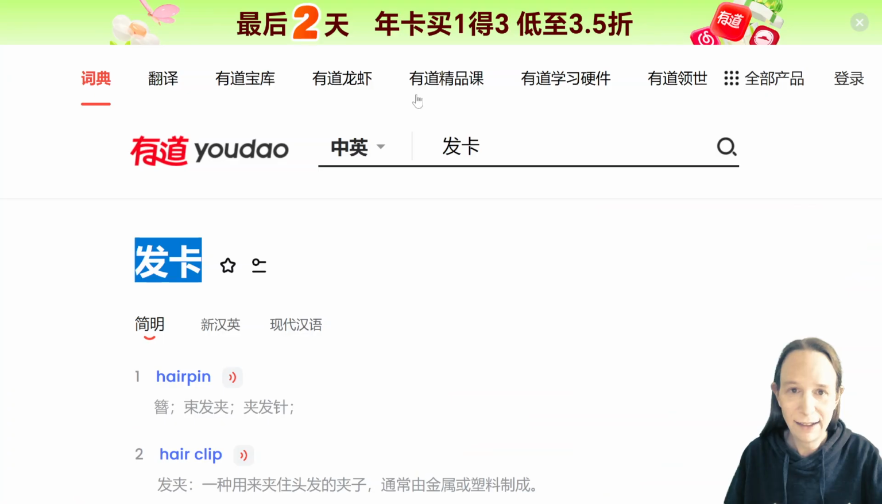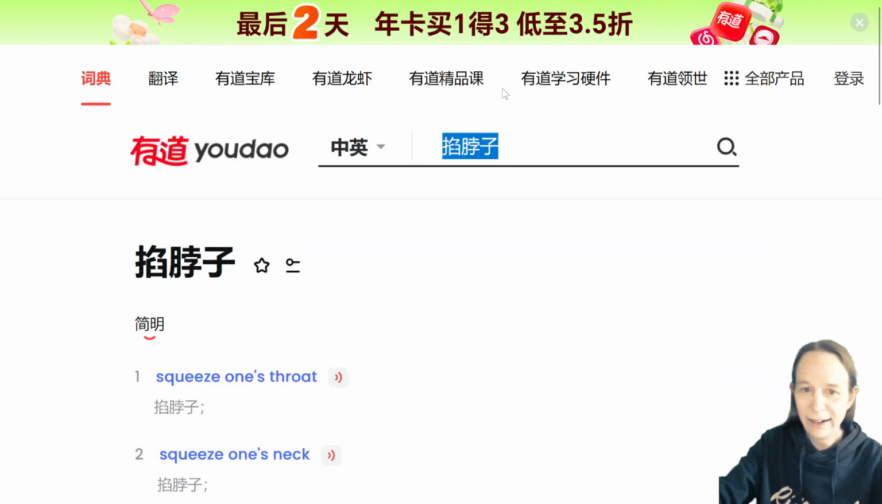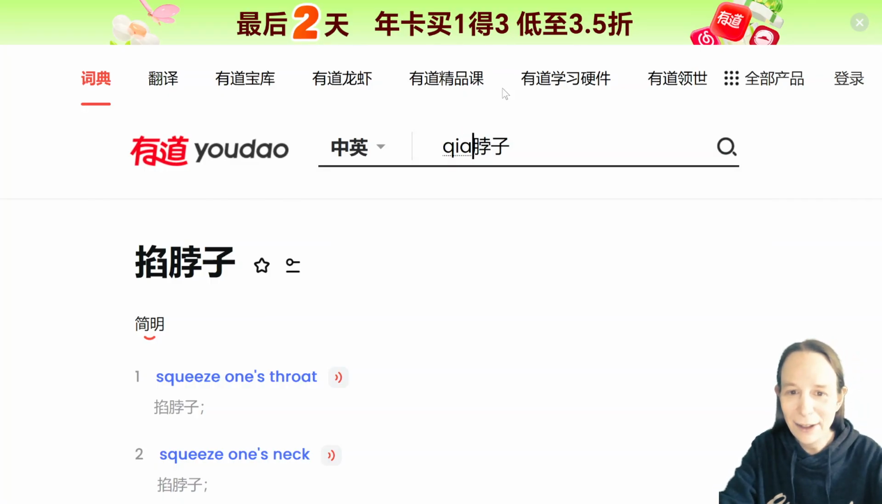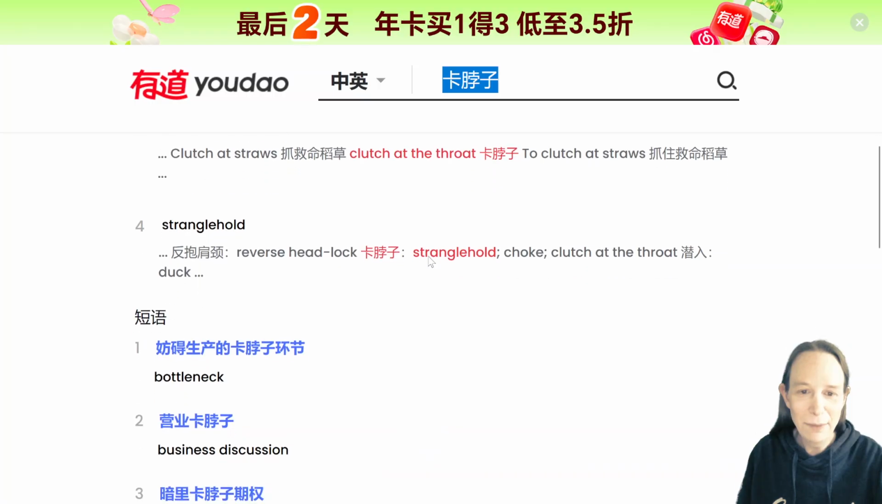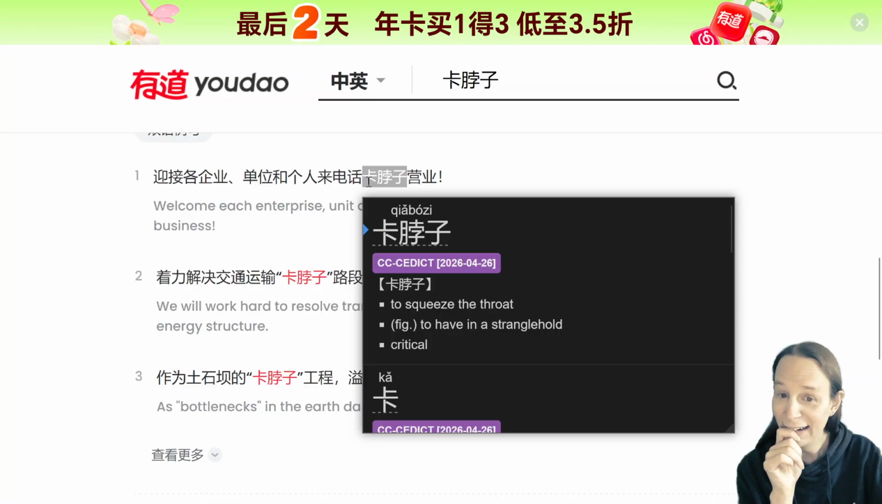All right, I looked it up in the dictionary. Let's go back. Here, 茶脖子, but the dictionary says 茶 is okay as well. 茶脖子. All right, 茶脖子 is also a thing. It's the same thing, right? Maybe it looks like it's also figurative.